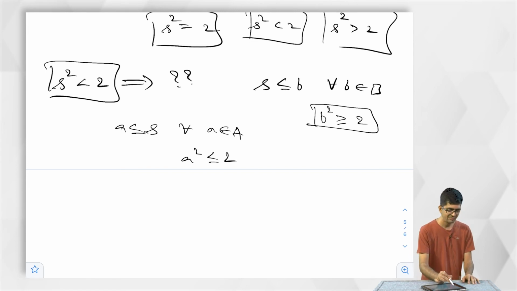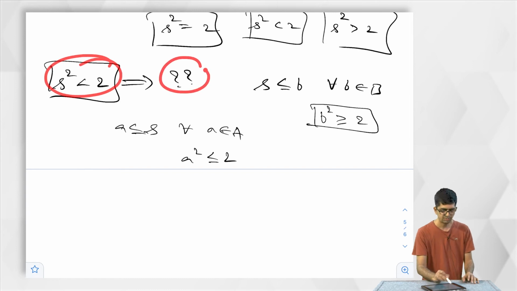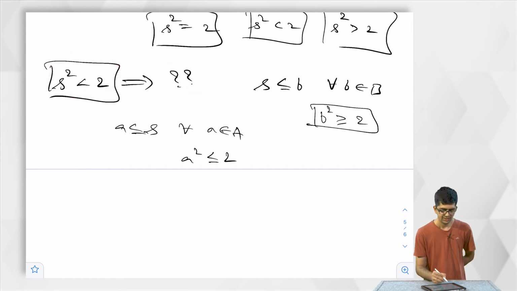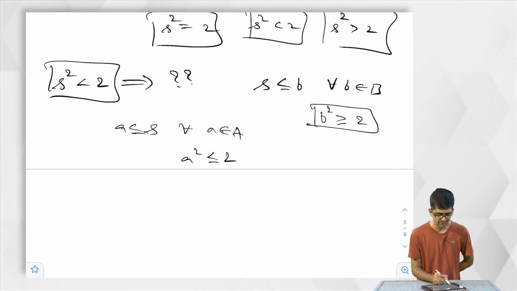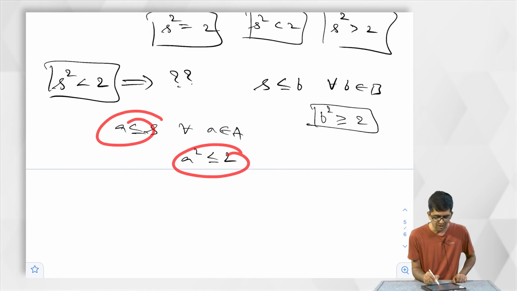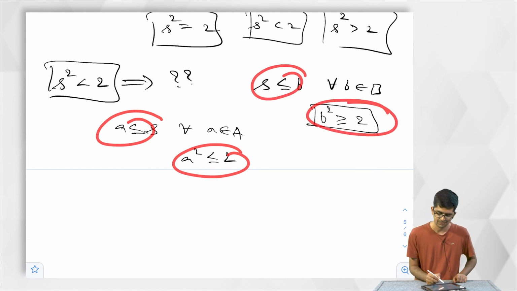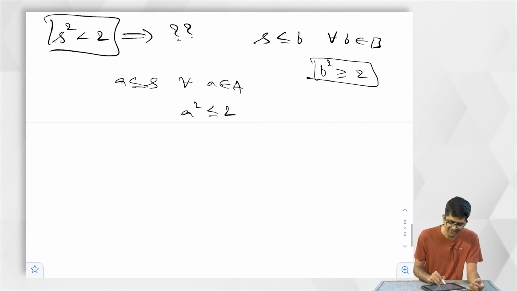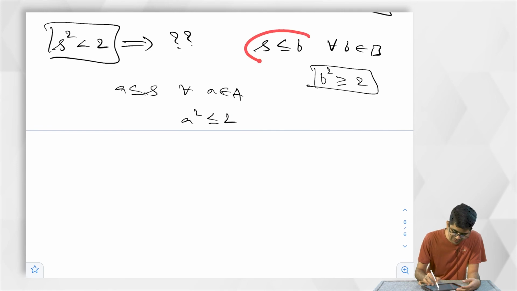Now starting with this condition, let us try to arrive at some contradiction. Now there are two choices: either I need to produce an element in A that does not satisfy this property, or I need to produce an element B which satisfies this property but not this. So let us try to do this.